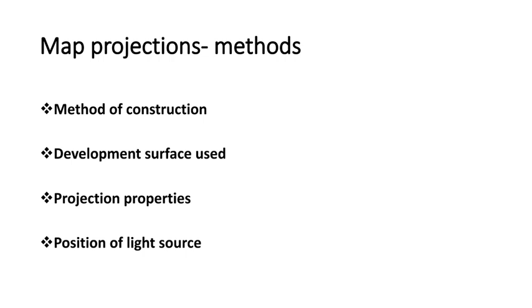So the different methods, I told you there are a number of methods, so we are actually studying only these 4 map projection methods. So method of construction, development surface, projection properties, position of light source. So now we will discuss each of these in detail. The first one, that is method of construction.